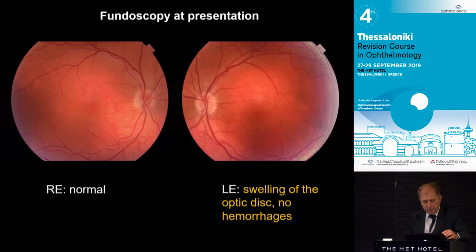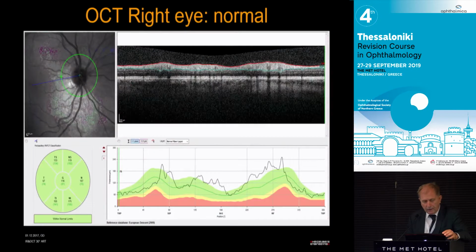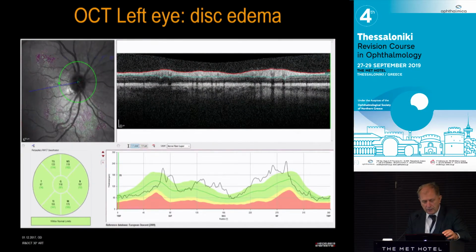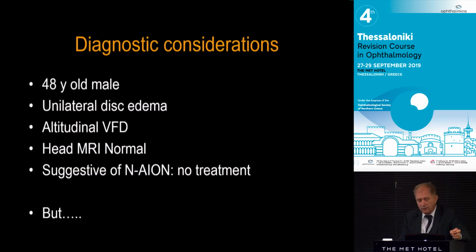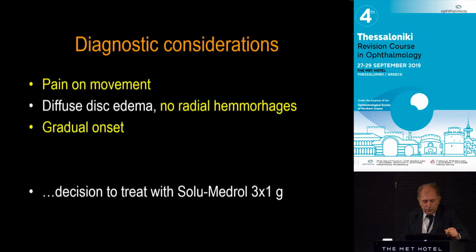The left eye showed swelling and no hemorrhages. When you see this visual field defect, you see it's altitudinal, and he's 48. So what would be the diagnosis in a 48-year-old gentleman? Usually it would be non-arteritic ischemic optic neuropathy. However, he had pain on movement, which was interesting, and he also had diffuse edema with no radial hemorrhages, which you should usually see, and he had a gradual onset.